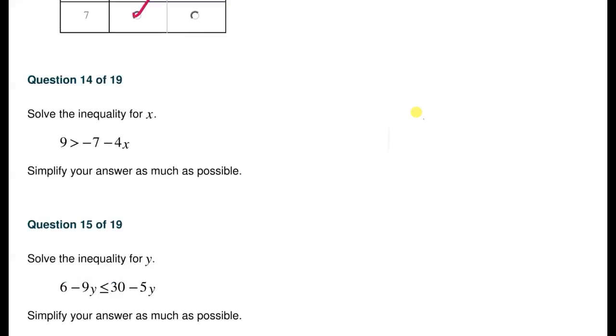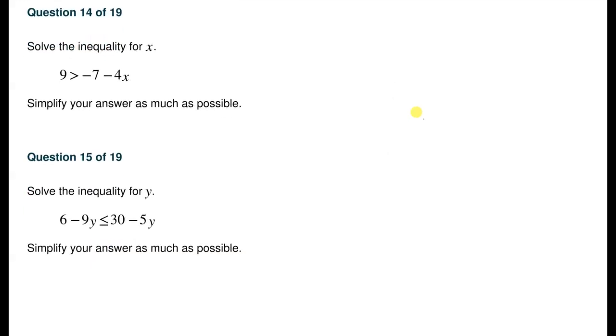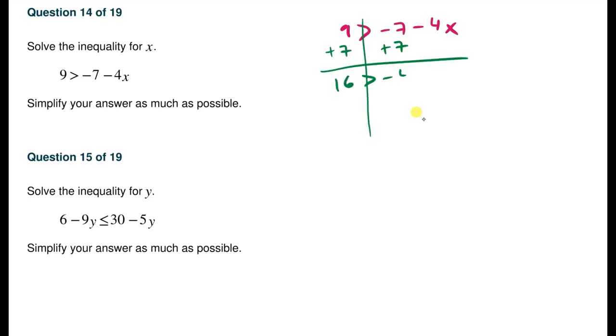Number 14. Solve the inequality for x. So 9 greater than negative 7 minus 4x. First we're going to get x by itself. We're going to add 7 on both sides. That will give you 16 greater than negative 4x. And to continue to get x by itself, we divide by negative 4 on both sides.